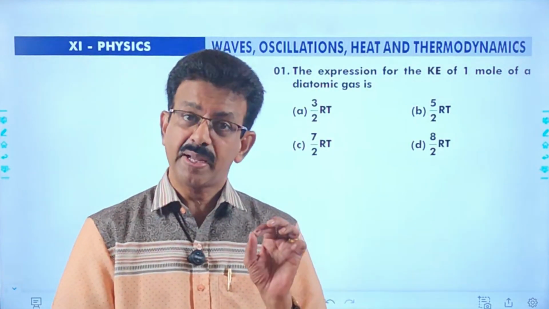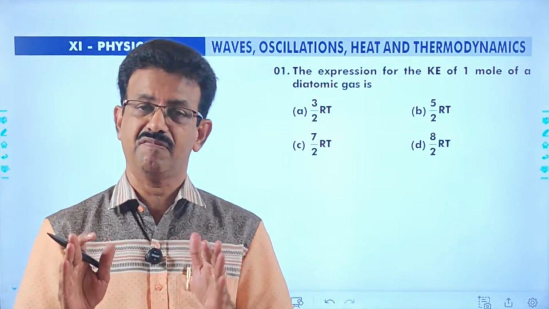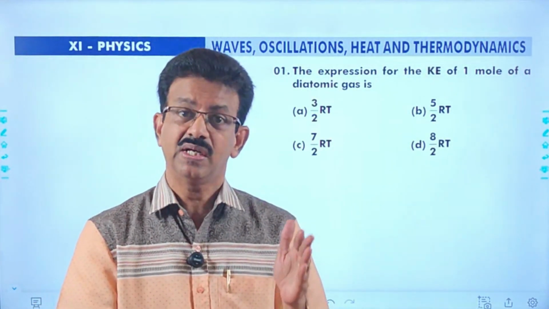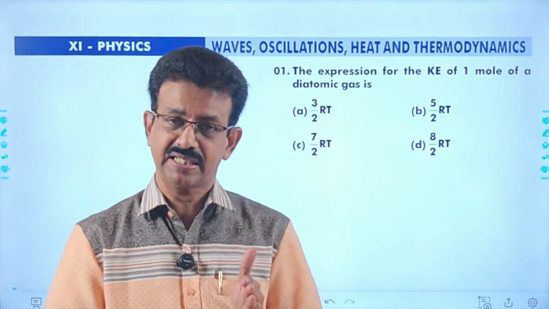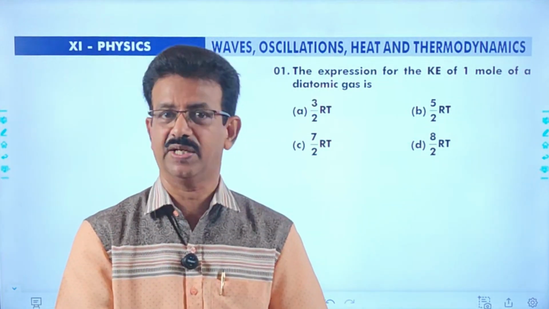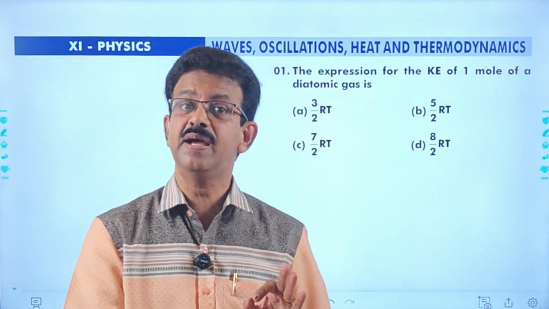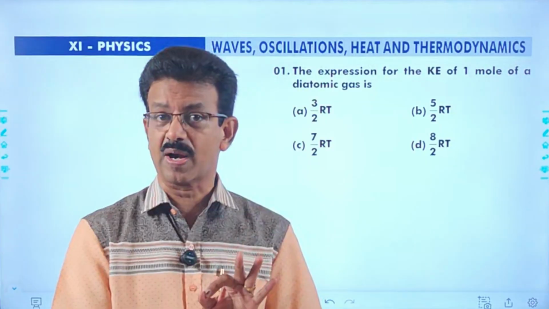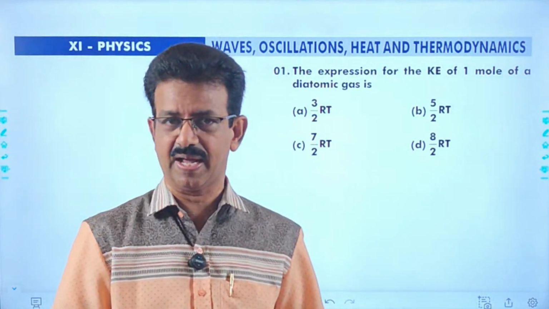But based on the equipartition theorem, the formula will be different for different gases. Then what is the equipartition theorem? Let's go through the degrees of freedom first, then the equipartition theorem, then its application to this equation. The number of independent variables or coordinates to locate a system or to represent the state of a system is called degree of freedom.